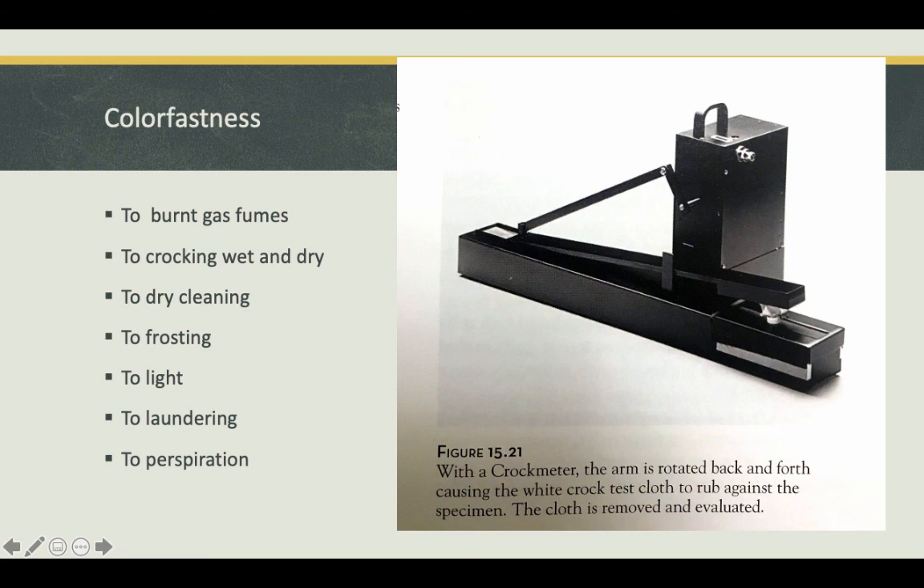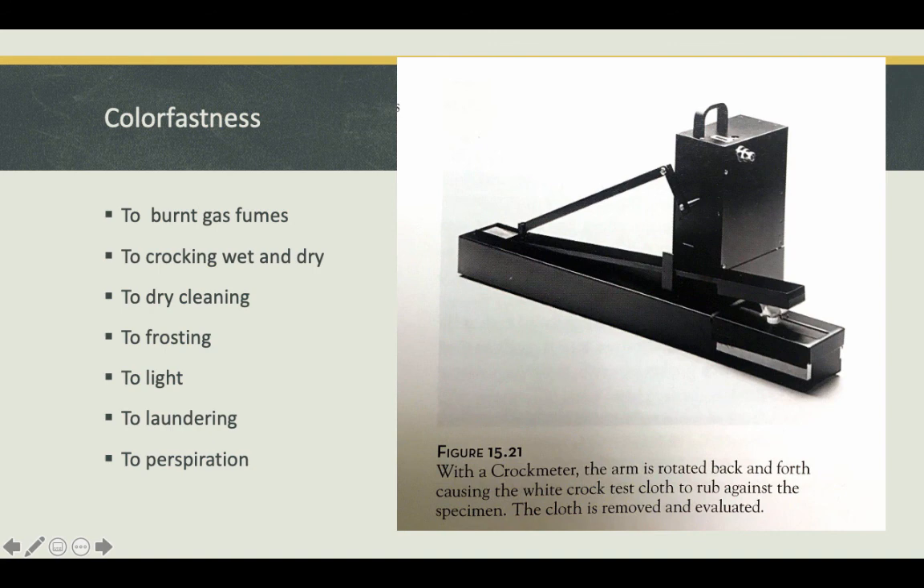Color fastness, you've heard me talk a lot about this as well. But we haven't looked at all the different things you can test color fastness for, and this is just a listing, all this: perspiration, laundering, light, dry cleaning, frosting, crocking, wet and dry, even burnt gas fumes.